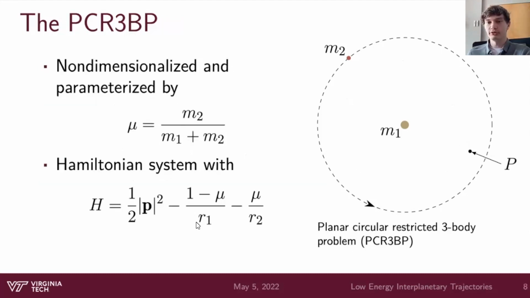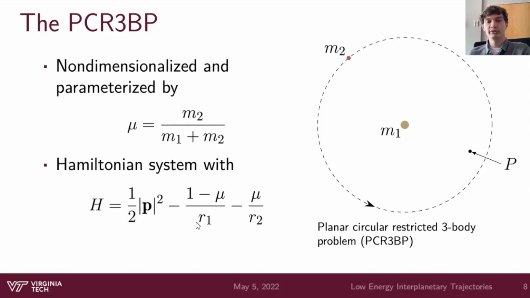So just for diagrammatic purposes, we're going to take the masses M1 and M2, and we're going to put them in the three-body problem, which is a very classical problem. It's non-dimensionalized and parameterized by the mass parameter given by mu. And in particular, it's a Hamiltonian system. So when expressed in an inertial frame, the Hamiltonian takes this form.